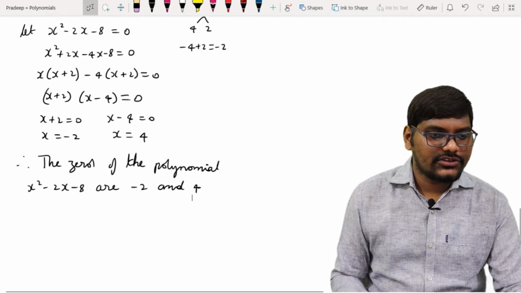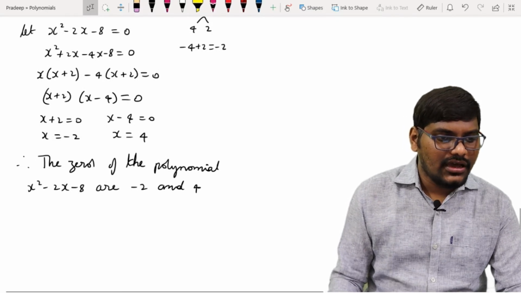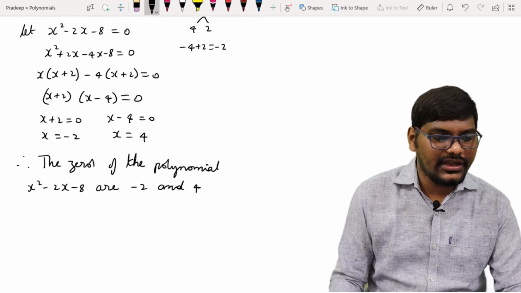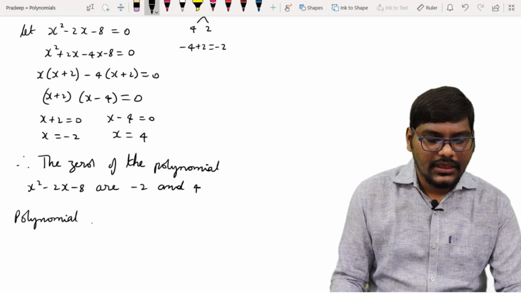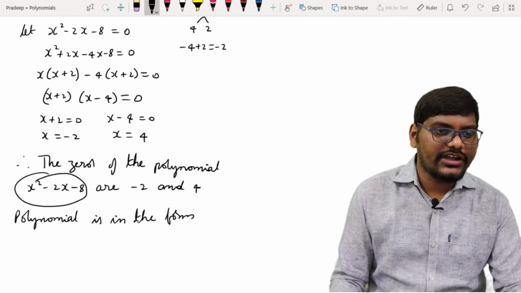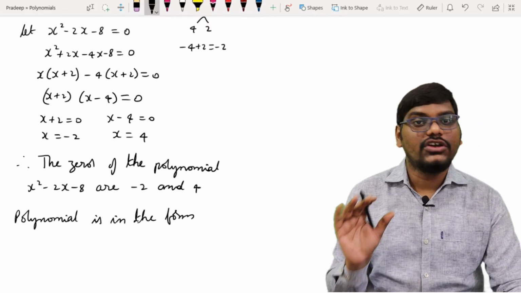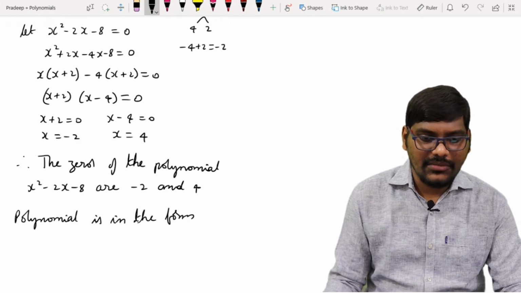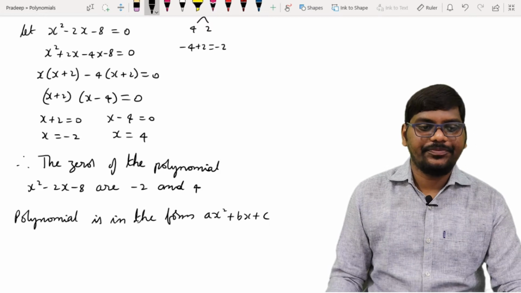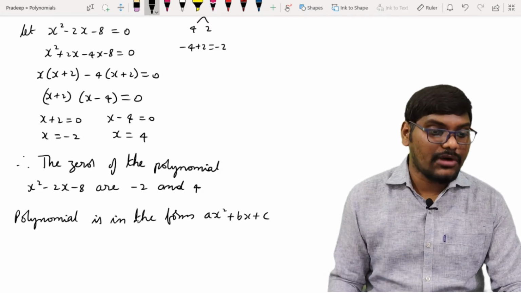Okay, so let's go forward. I can write the general equation for the polynomial. As it is quadratic, the polynomial is in the form of ax square plus bx plus c, because the power is 2. Okay, so now we will go for the sum of zeros.